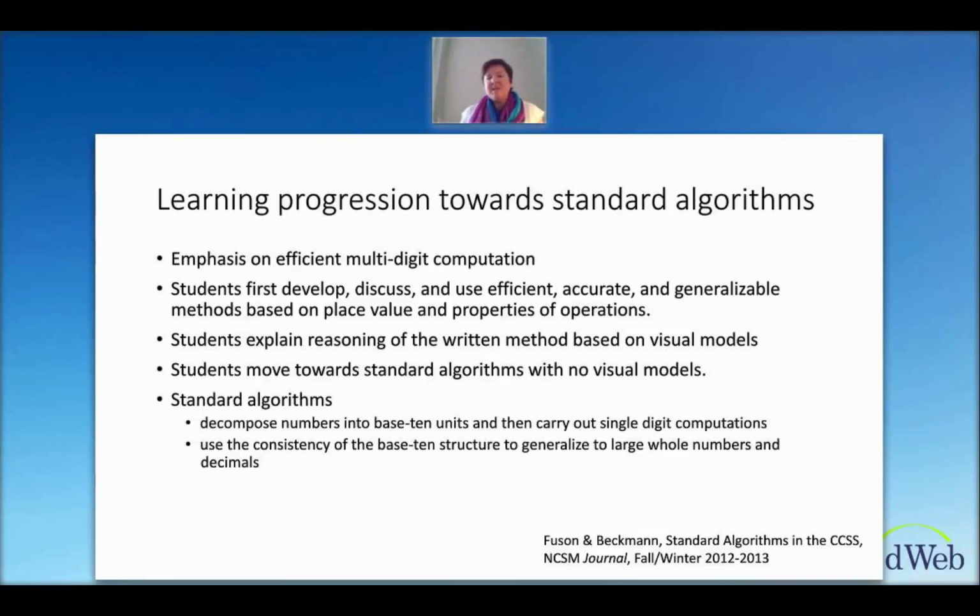Standard algorithms typically talk about decomposing numbers into base 10 units. We'll look at what that means a little bit later with some examples. And then we can use single-digit computation methods over and over again through those places. They take advantage of the consistency of base 10 structure to generalize.